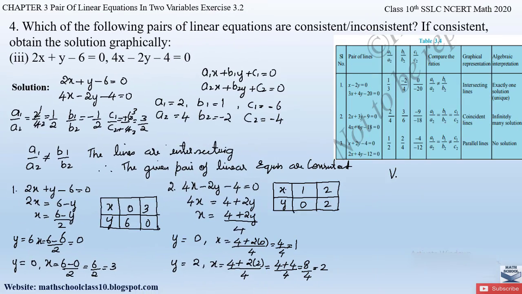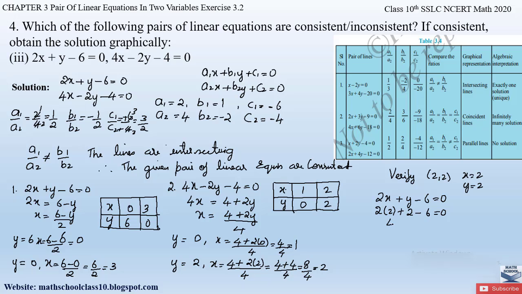Now let us verify the point, that is (2, 2). That is x equal to 2 and y equal to 2. Substitute this in equation 1, that is 2x plus y minus 6 equal to 0. So substituting the x value 2, we get 2 times 2 plus y, that is 2, minus 6 equal to 0.